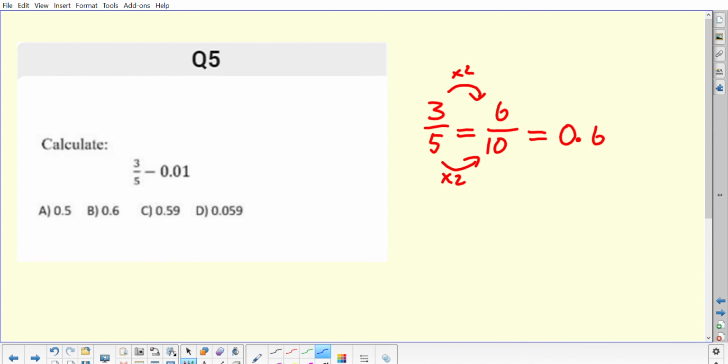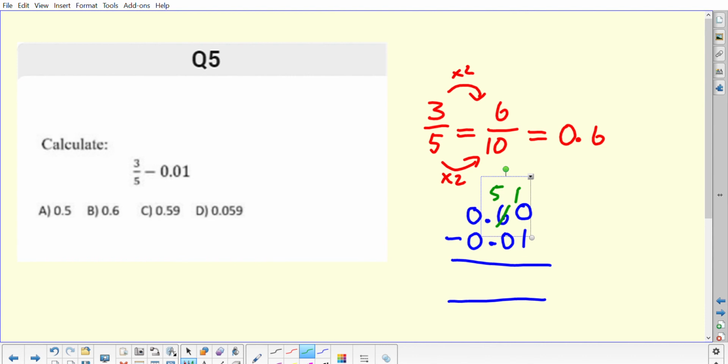Now we want to do 0.6 and we're going to take away 0.01. To balance things out, you should also put a 0 on the end of that, and then you can do your take away. Of course you've got none, take away 1, you can't do that, you go next door, make that 5 and then 10. Now you've got 10 take away 1, that's going to be 9, 5 take away 0 is 5, then you've got your decimal point and your 0, so answer of 0.59, which would have been answer C.